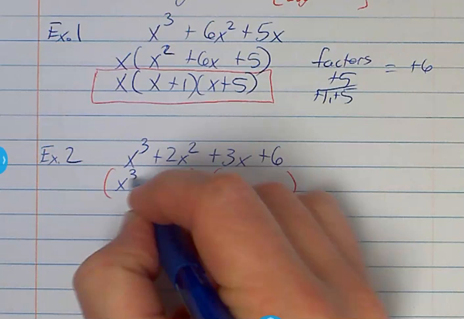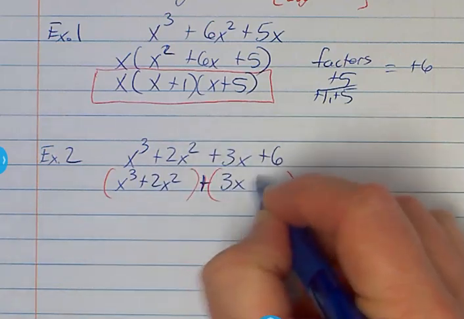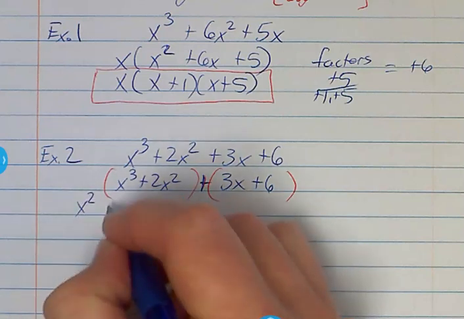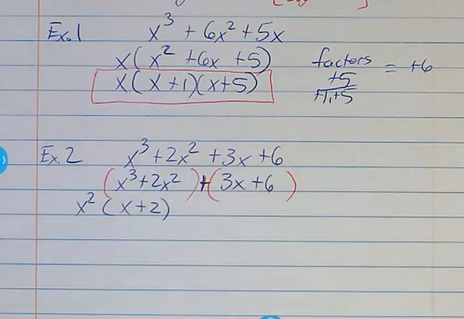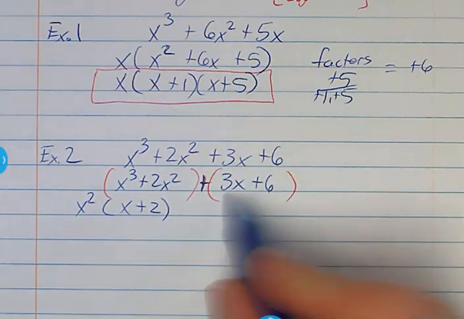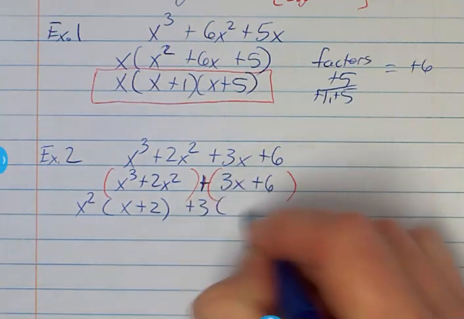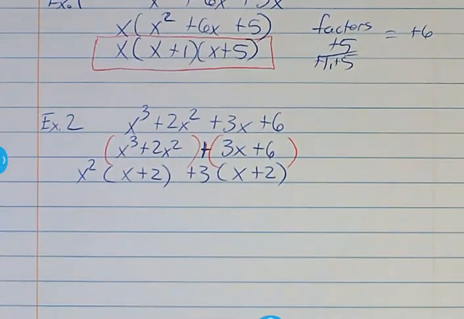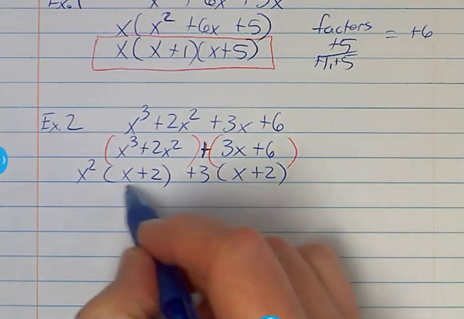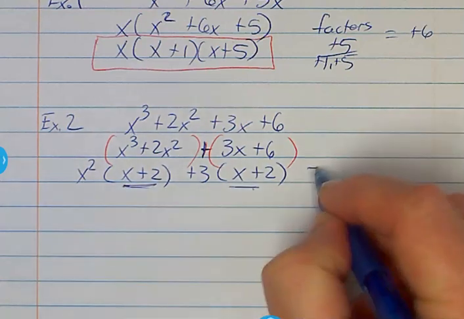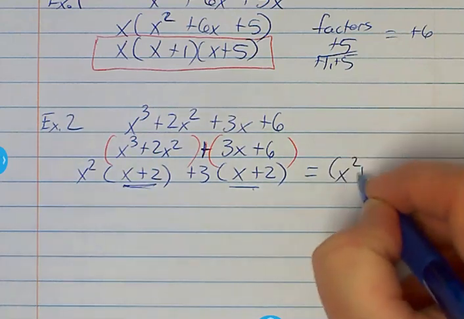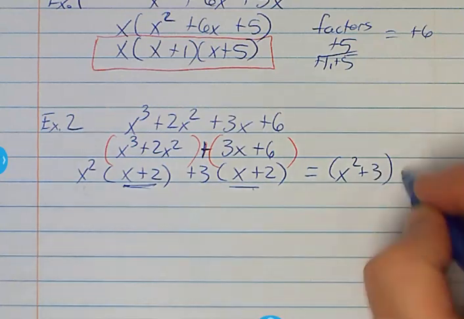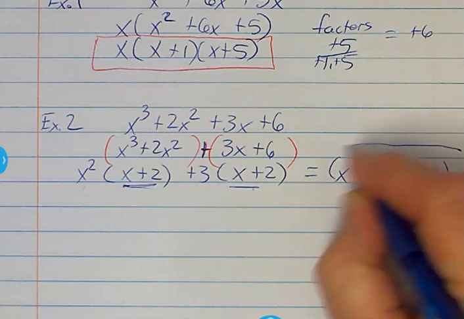So if we group the first 2 together and then the last 2 together, for this one we can take out an x squared, and be left with x plus 2. The last one, with 3x and 6, you can divide them both by 3, so it should be an x plus 2. Okay, and that built-in check with 4 terms is that if this and this are the same, then we know we've done the factoring the correct way. So now we can take the 2 numbers in front, the x squared plus the 3, put those together in one parentheses, and leave that x plus 2 in the next parentheses behind it.